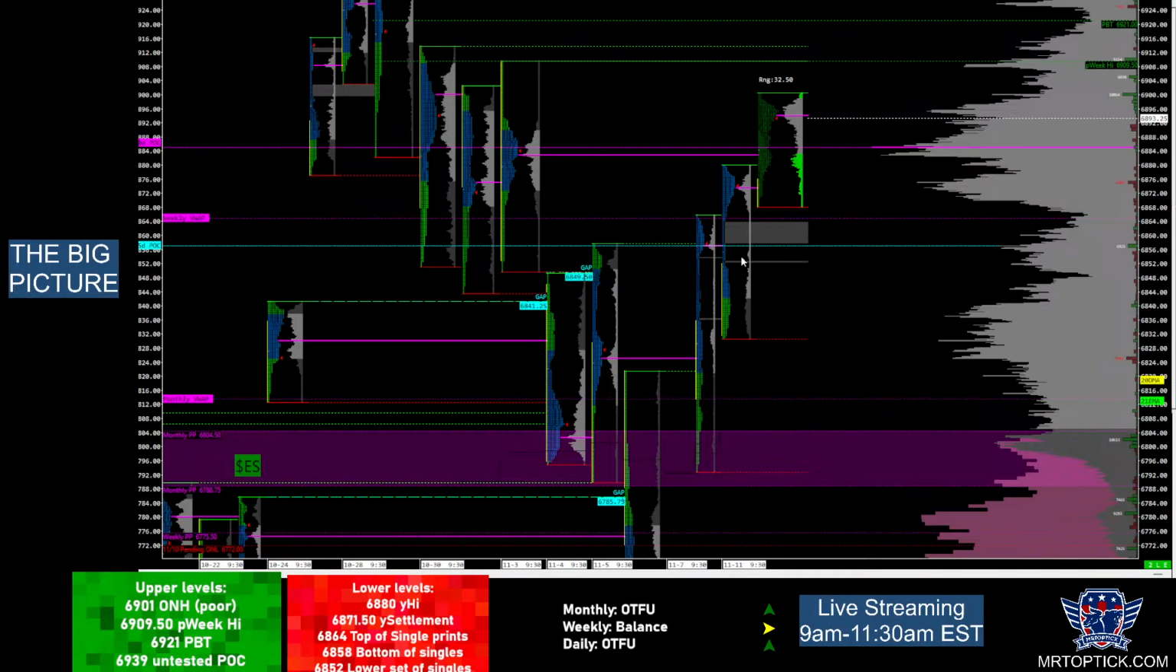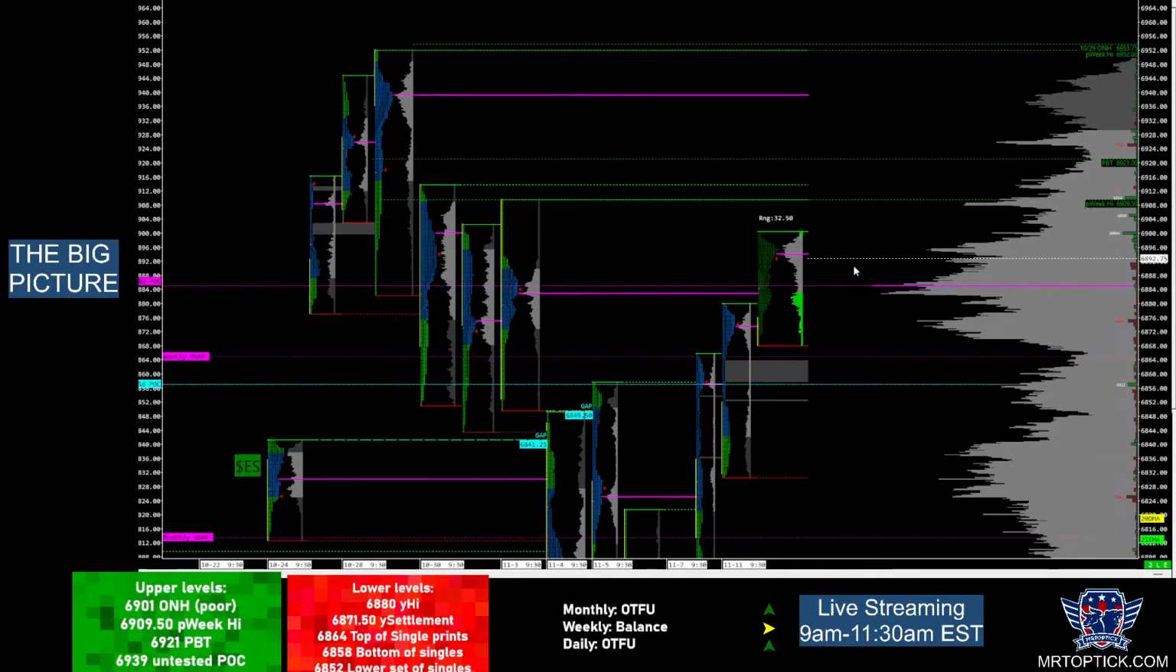This is the second one. So if we do that, then there's a chance to test the bottom side of this distribution, which is that high volume node that I was mentioning yesterday, that we tagged, or we missed actually by one tick or two. So those are the scenarios for today, and there's one scenario in which we come back into value and then we start filling this area, and then here it could become a little choppy.